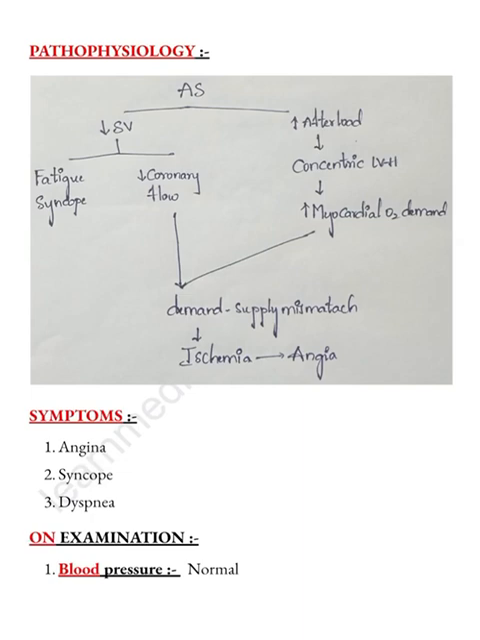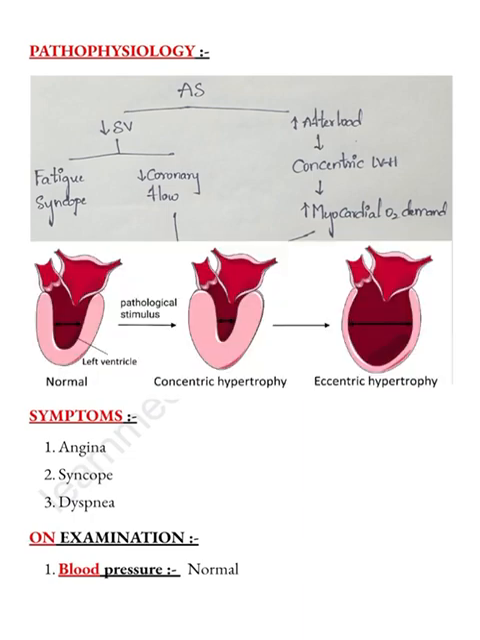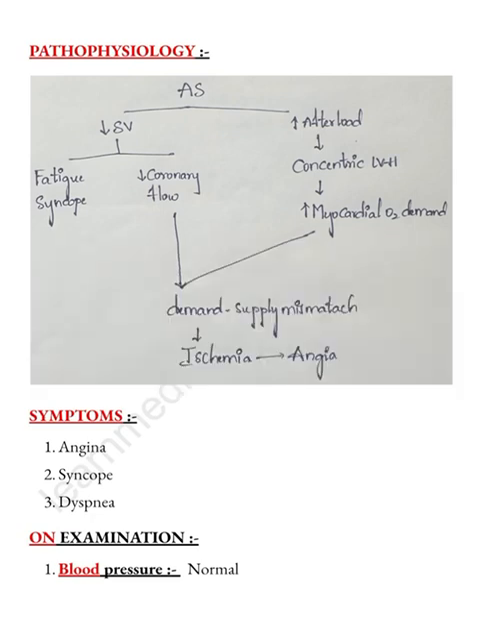I will also add the image, just have a look at it. The thing that you have to remember here is that concentric hypertrophy occurs when there is an increase in afterload. Eccentric hypertrophy occurs when there is an increase in preload.